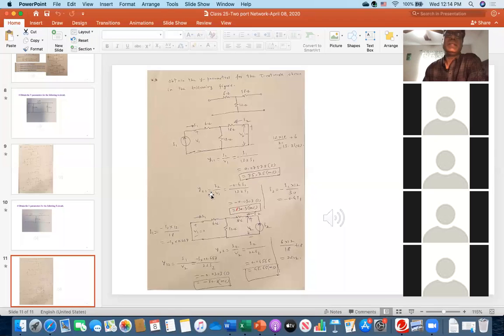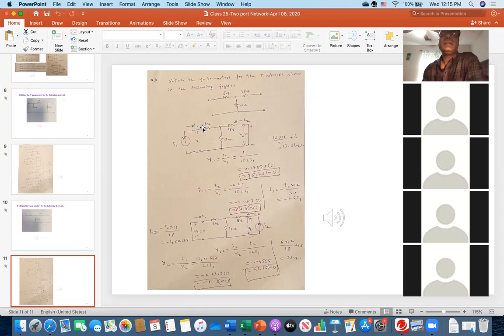Similarly, Y21 is I2 over V1. Again, for the same circuit. Now, you know V1, we just calculated 13.2 times I1. But what is I2? From this circuit, you have to find out I2, and I2 is opposite to I1. So this means that you have to find out the current flowing through the 18 ohm.